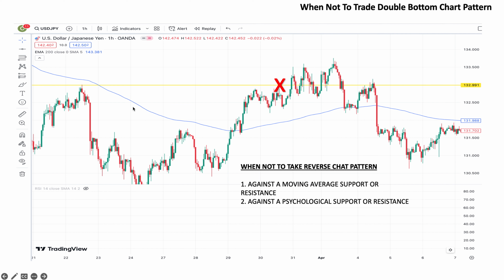So it's very possible to know that a double bottom will fail, because the psychological level has been tested on several counts, on several-hour time frames, which made a big effect. So this new influx of buyers cannot do as much. So remember, do not trade against the moving average support or resistance, and do not trade against a psychological support or resistance.